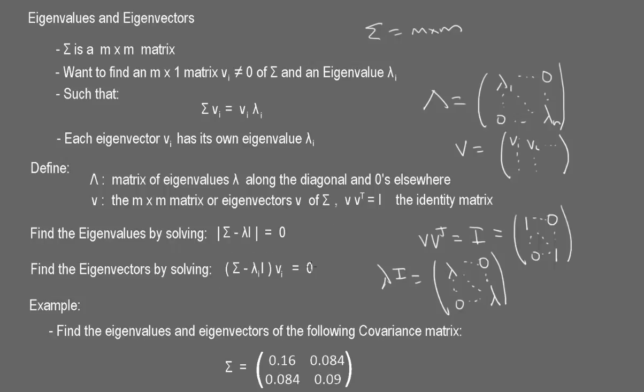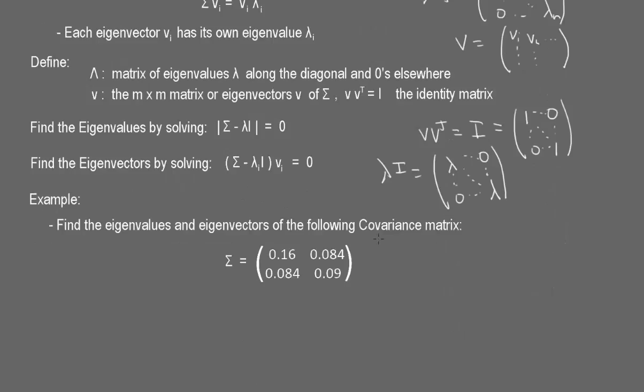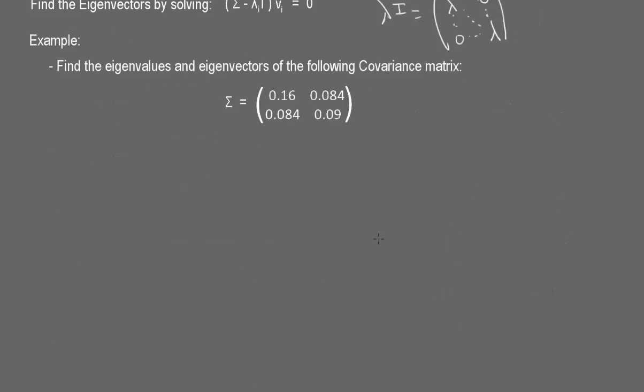by solving this equation. We take sigma minus lambda I, where lambda is the ith eigenvalue, multiplied by I, all multiplied by vi, our ith eigenvector. We set this to 0, and we solve for the terms in this vi vector. So the easiest way to go over this is with an example. So suppose we have the covariance matrix below.